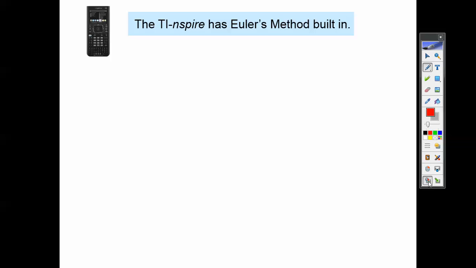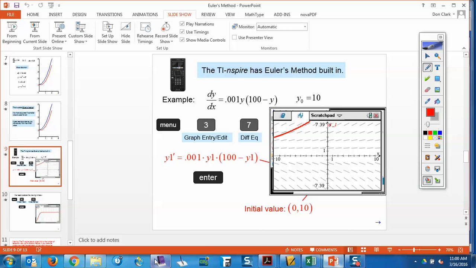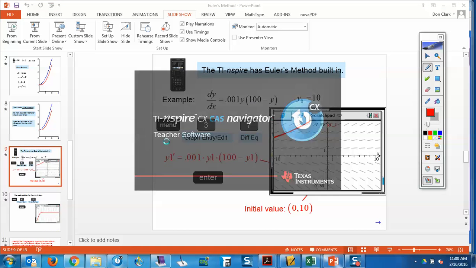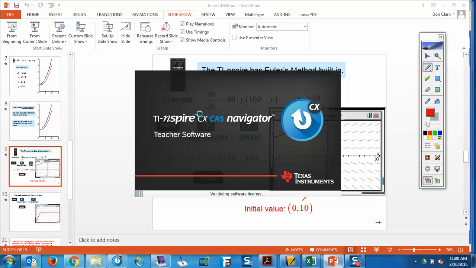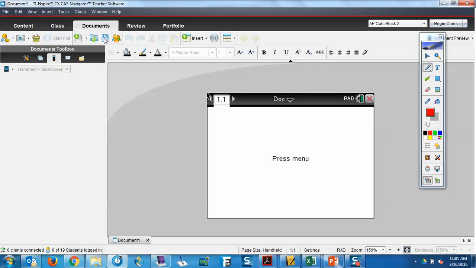Okay, the Inspire has Euler's method built in. So let's get your calculators out. And I don't want to do that example right now. Let's get out of this, and let's just go to our calculator. And let's now do it with those 4 steps just to see. And then let's do it with 10 steps. Okay, so we're going to have to go to our graph screen.